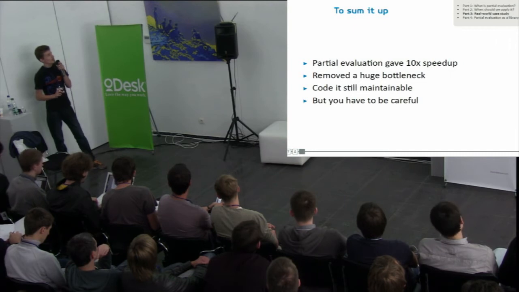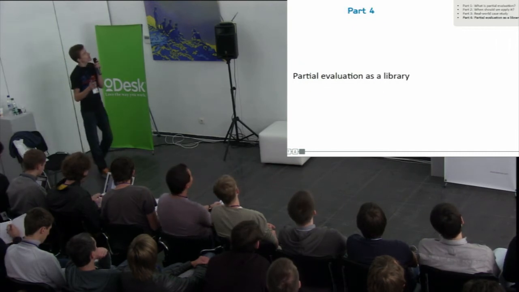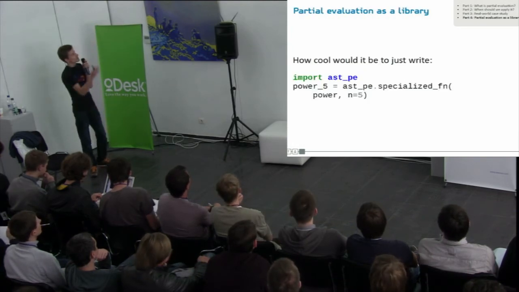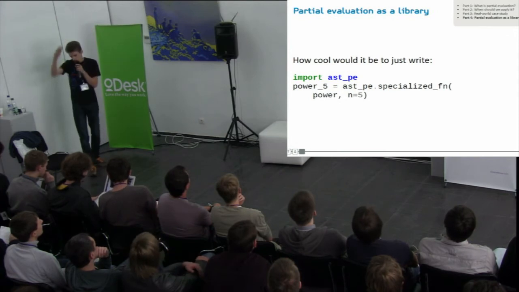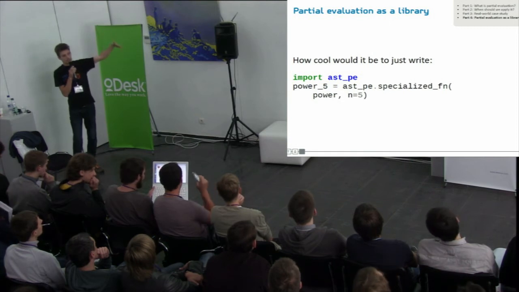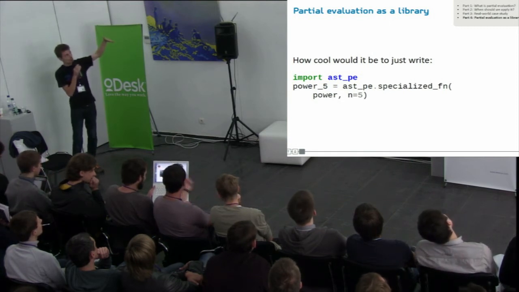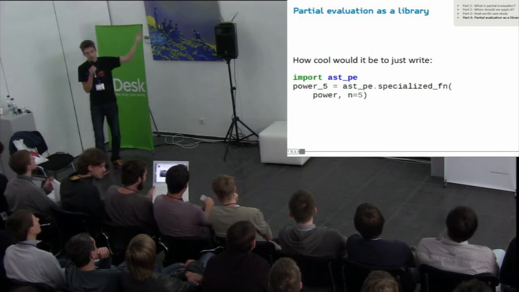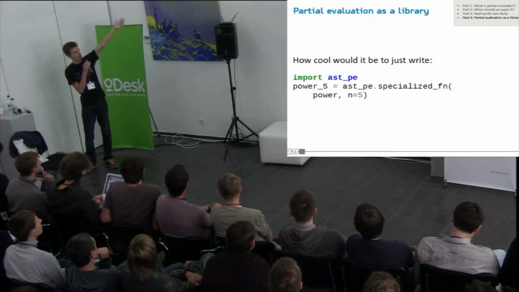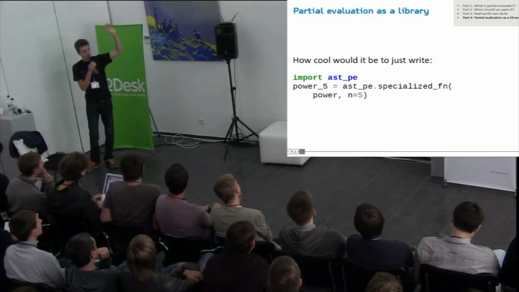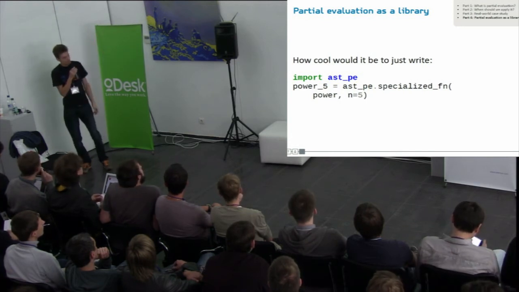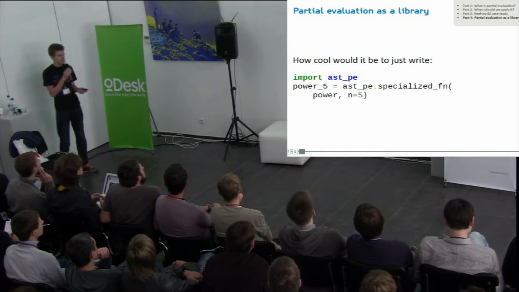Okay, and now the fourth part. How cool would it be to write something like this? We just generate. We don't have to write this messy code that does code generation. We could just use the Pythonic way, use a library to do it for us, and just say: specialize my function, I know that n is always 5. Just make me a faster version. And is it possible to do it? Well, yes and no. We'll see later.